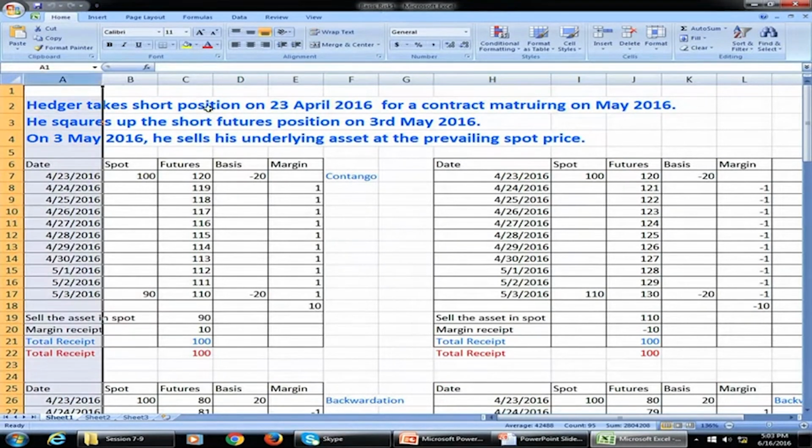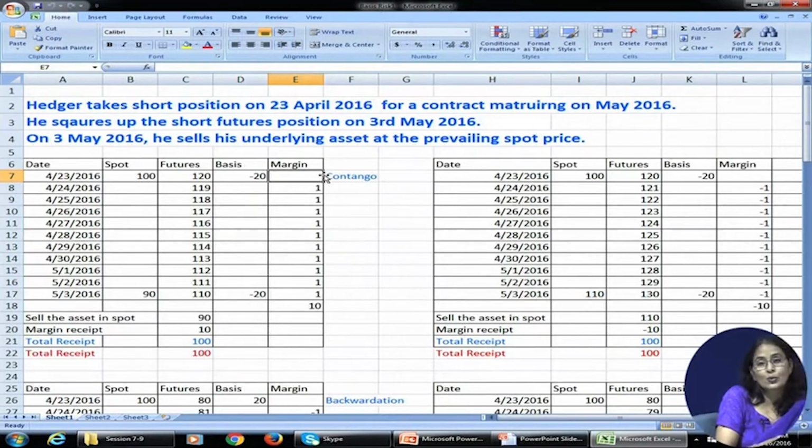I hope you are able to see the screen properly. On the left side, the hedger takes a short position on 23rd April 2016, entering into a contract maturing in May 2016, and he would like to square up his short futures position on 3rd May 2016.